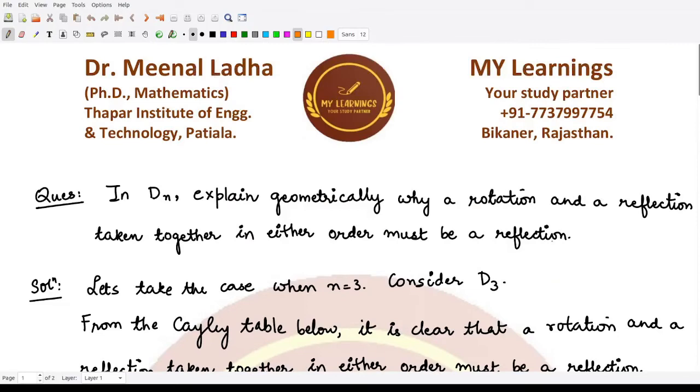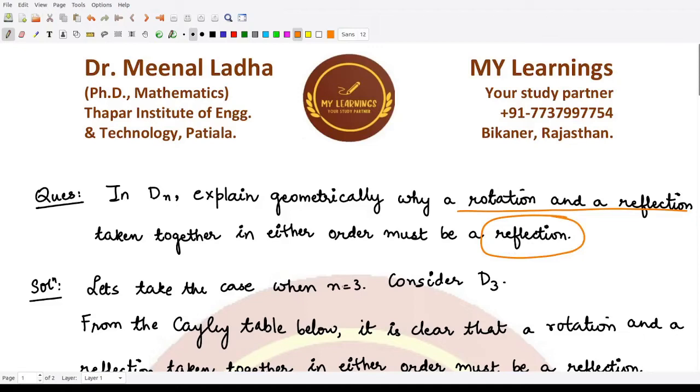In this video, we shall be looking at another question from group theory. So we have been talking about dihedral groups. We know a rotation followed by a rotation is a rotation. A reflection followed by a reflection is a rotation. Now what about a rotation and a reflection, or a reflection and a rotation? Here we need to explain geometrically why a rotation and a reflection taken together in either order must be a reflection.